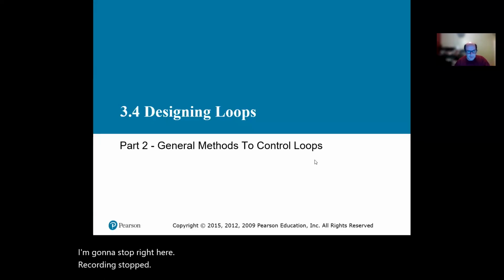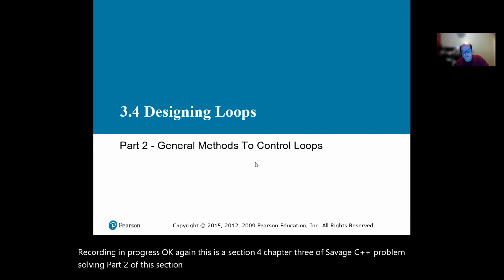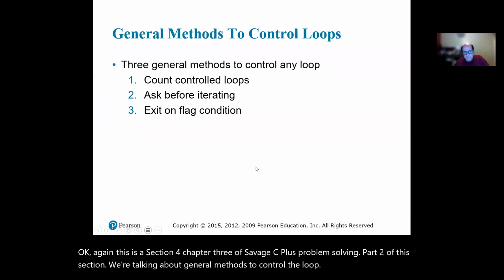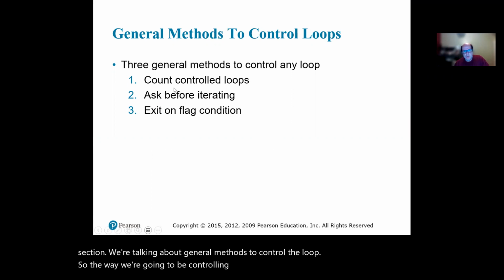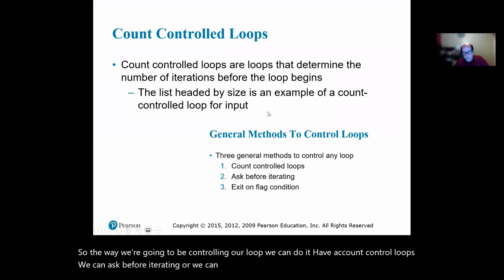Okay, again, this is section 4, chapter 3 of Savitch C++ problem solving. Part 2 of this section, we're talking about general methods to control the loop. The way we're going to be controlling our loop, we can have count controlled loops, we can ask before iterating, or we can exit on a flag condition.